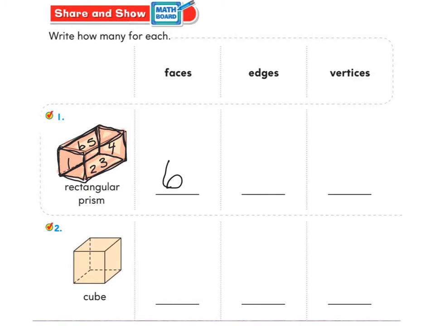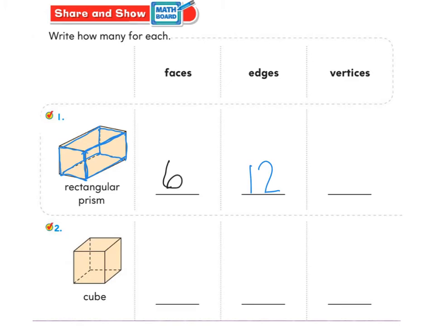Now I'm going to erase this so that we can count the edges and vertices. Now remember, the edge is where 2 faces meet. So this right here is an edge. So there's 1. Here's 2, 3, 4, 5, 6, 7, 8, 9, 10, 11, 12. So there are 12 edges.